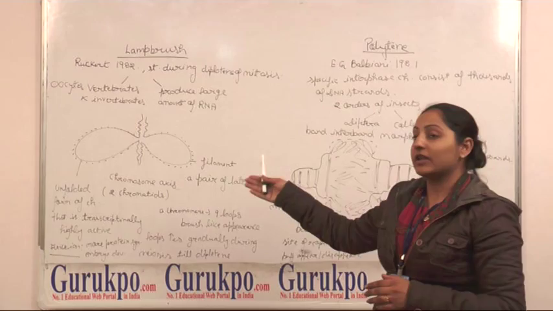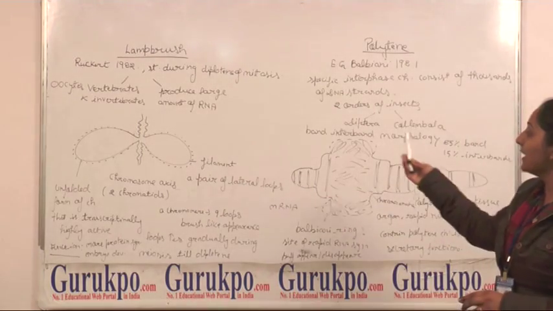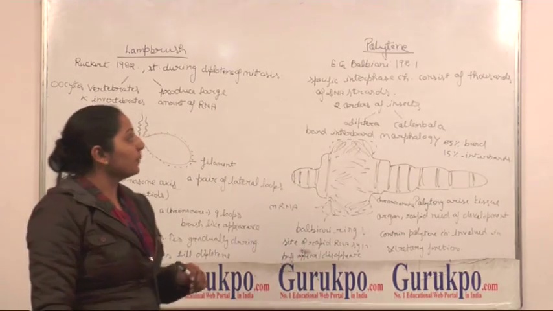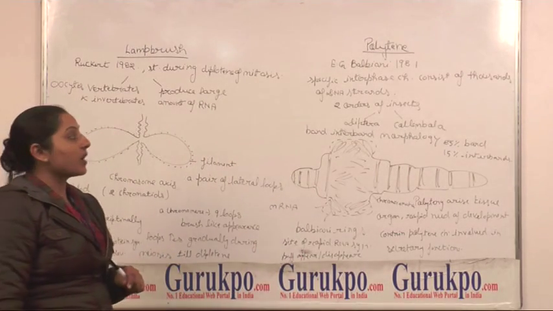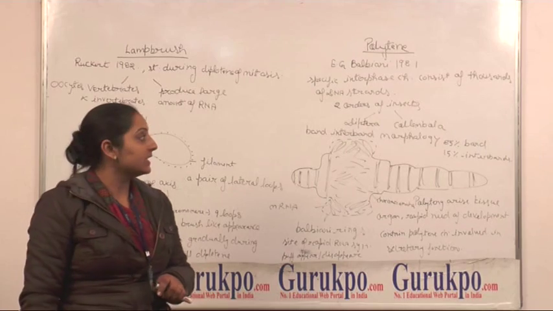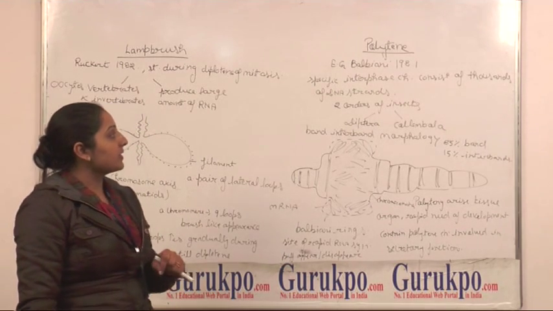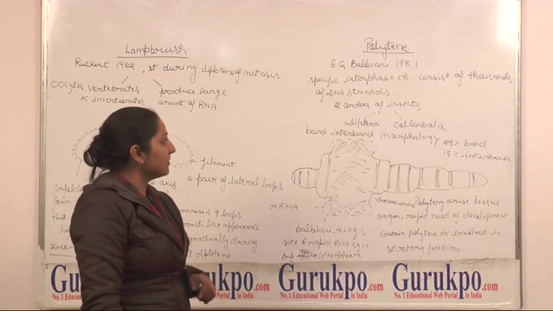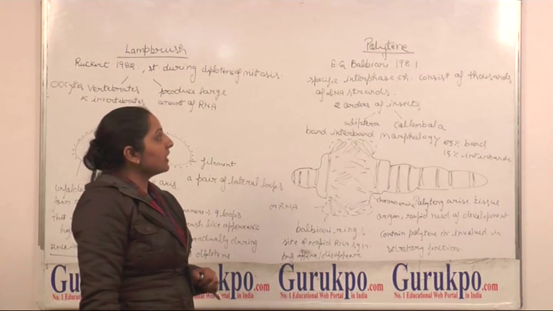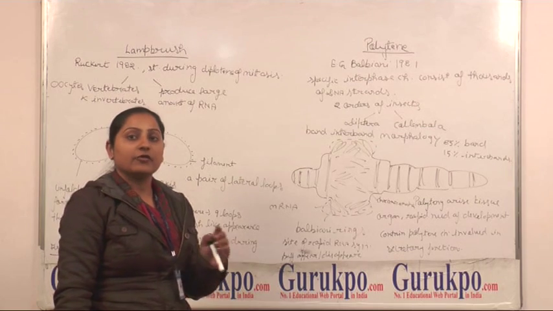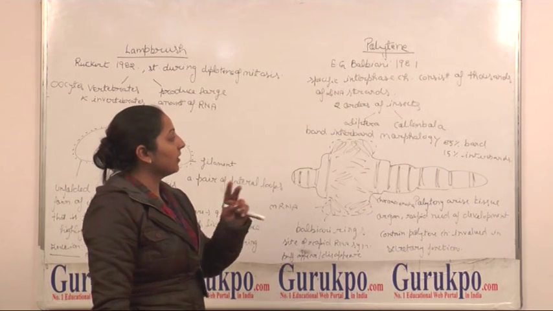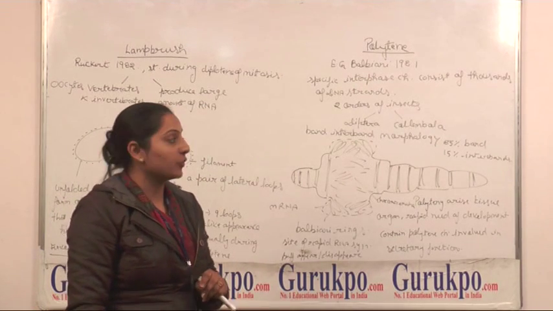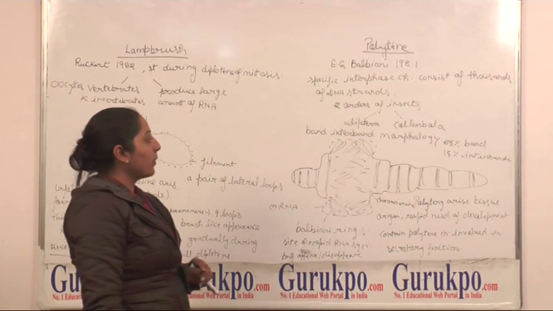So this was about the Lampbrush chromosome. The next giant chromosome I am going to discuss is the polytene chromosome. Polytene chromosomes were discovered by E.G. Balbiani in 1881. They are specific interphase chromosomes, consisting of thousands of DNA strands. Basically, they are found in tissues of mammals and invertebrates also, but basically two orders of insects are representative of polytene chromosomes. They are Diptera and Collembola.